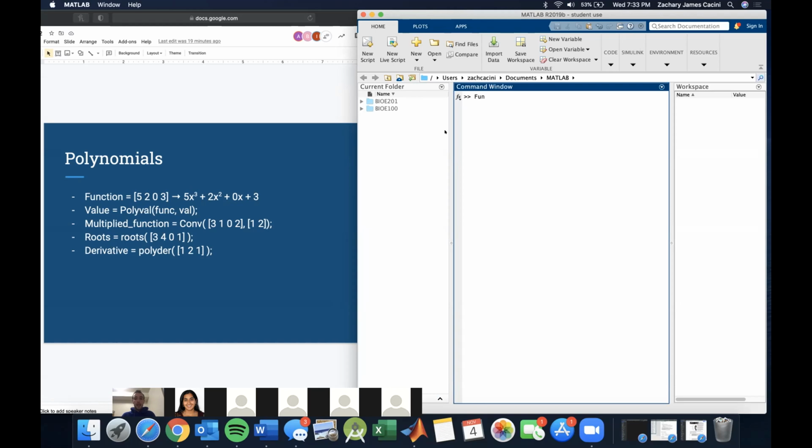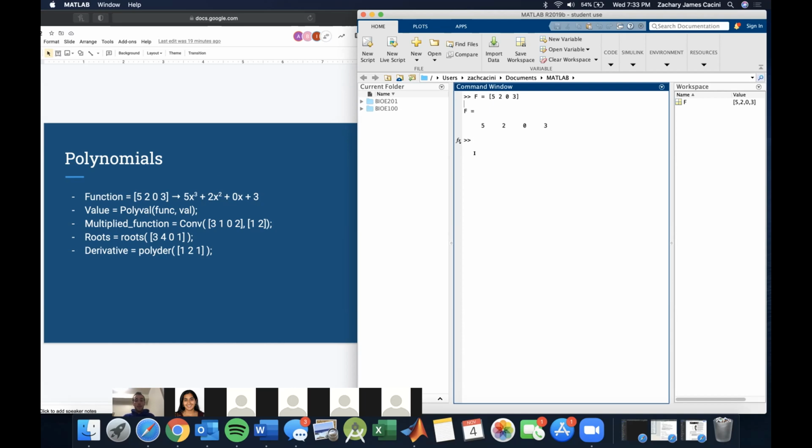So let's put this polynomial in. So 5, 2, 0, 3. And we created our variable as we wanted, and we could have suppressed the output with a semicolon, but I just didn't write one.